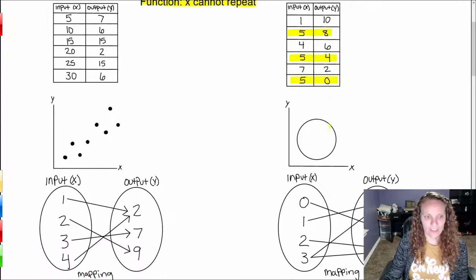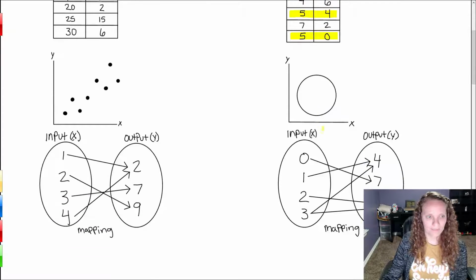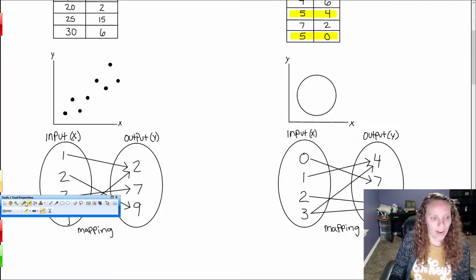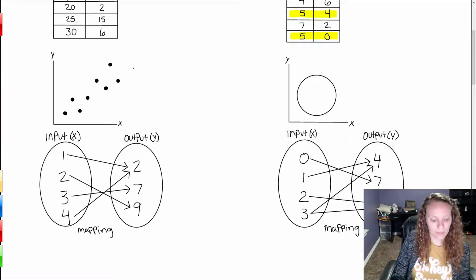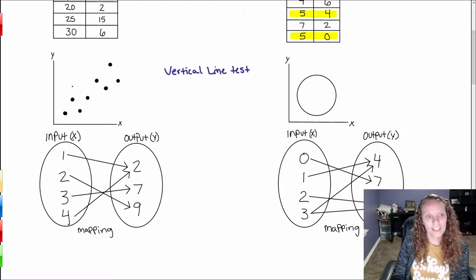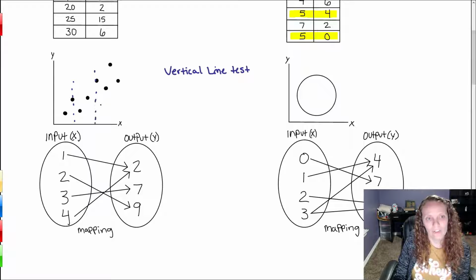Okay, let's look at the graphs next. To decide whether a graph has X values that repeat themselves or not, we're going to do something called the vertical line test. The vertical line test is where you draw an imaginary line anywhere on the graph, and it's only allowed to hit one point of that graph.